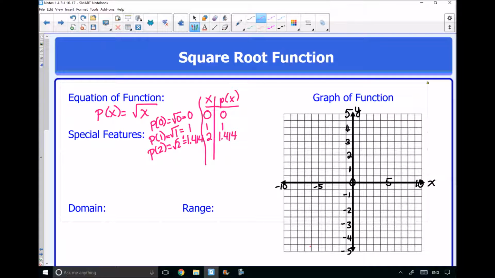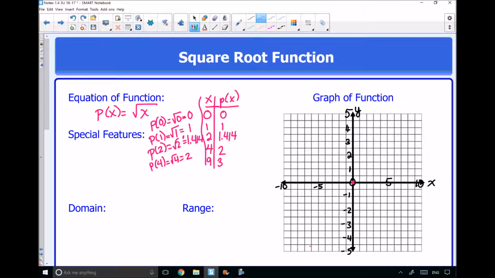You might not always want to do that, but for the parent function at least, it'll be easier. So if I were to choose 4, I'm going to use 4 because the square root of 4 is nice and easy. The square root of 4 is just simply 2, okay? And then I'll also use 9. The square root of 9 is just 3. So let's go ahead and graph out this information.